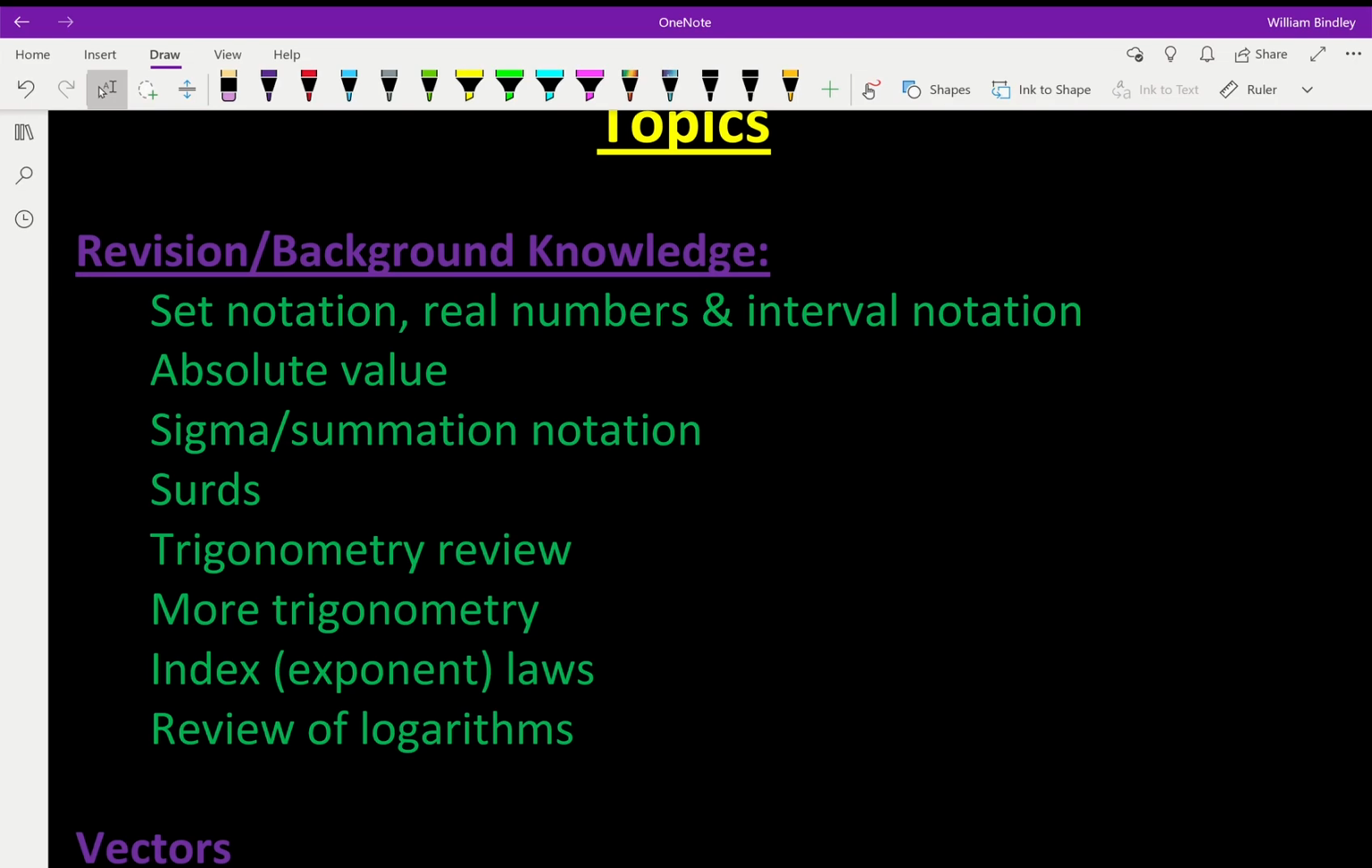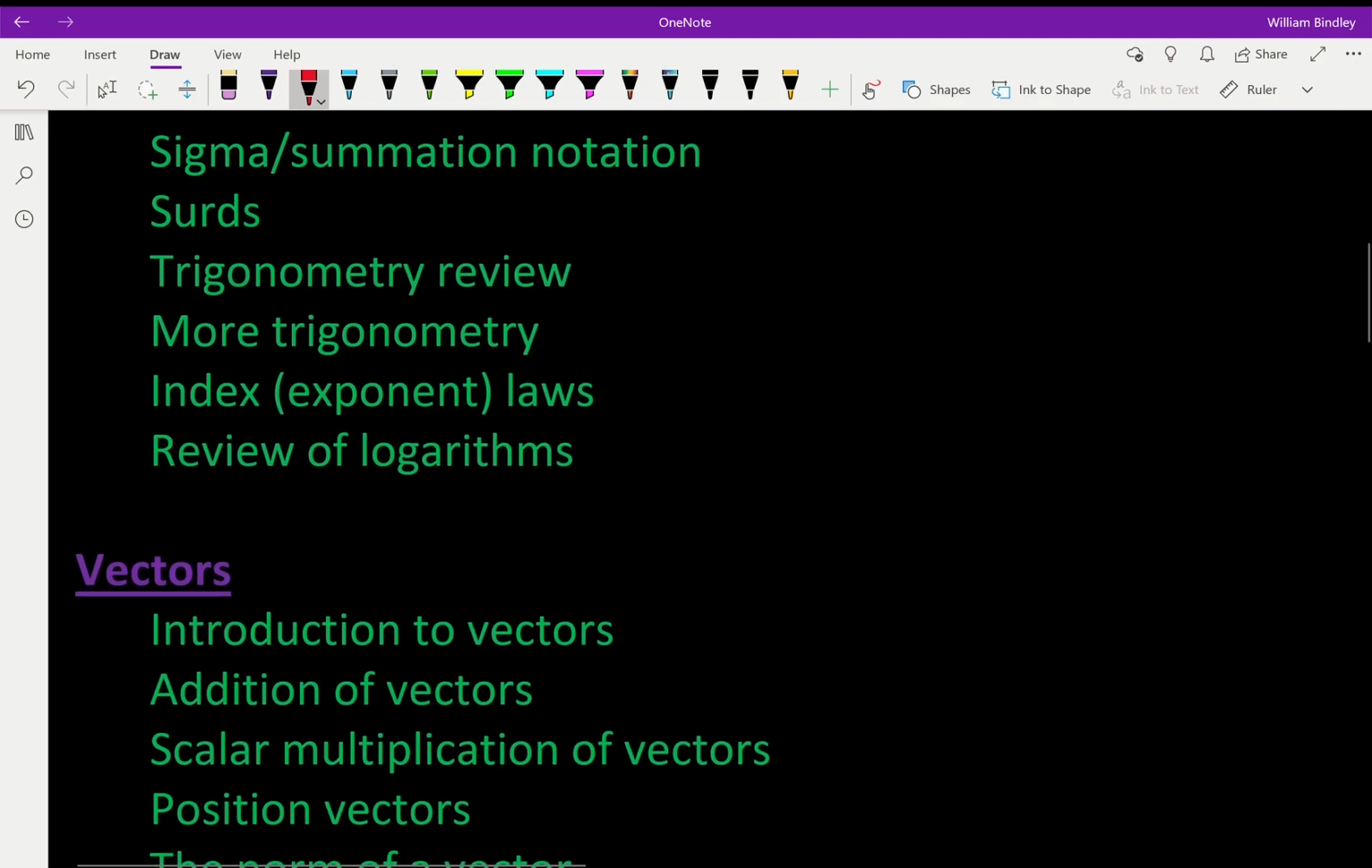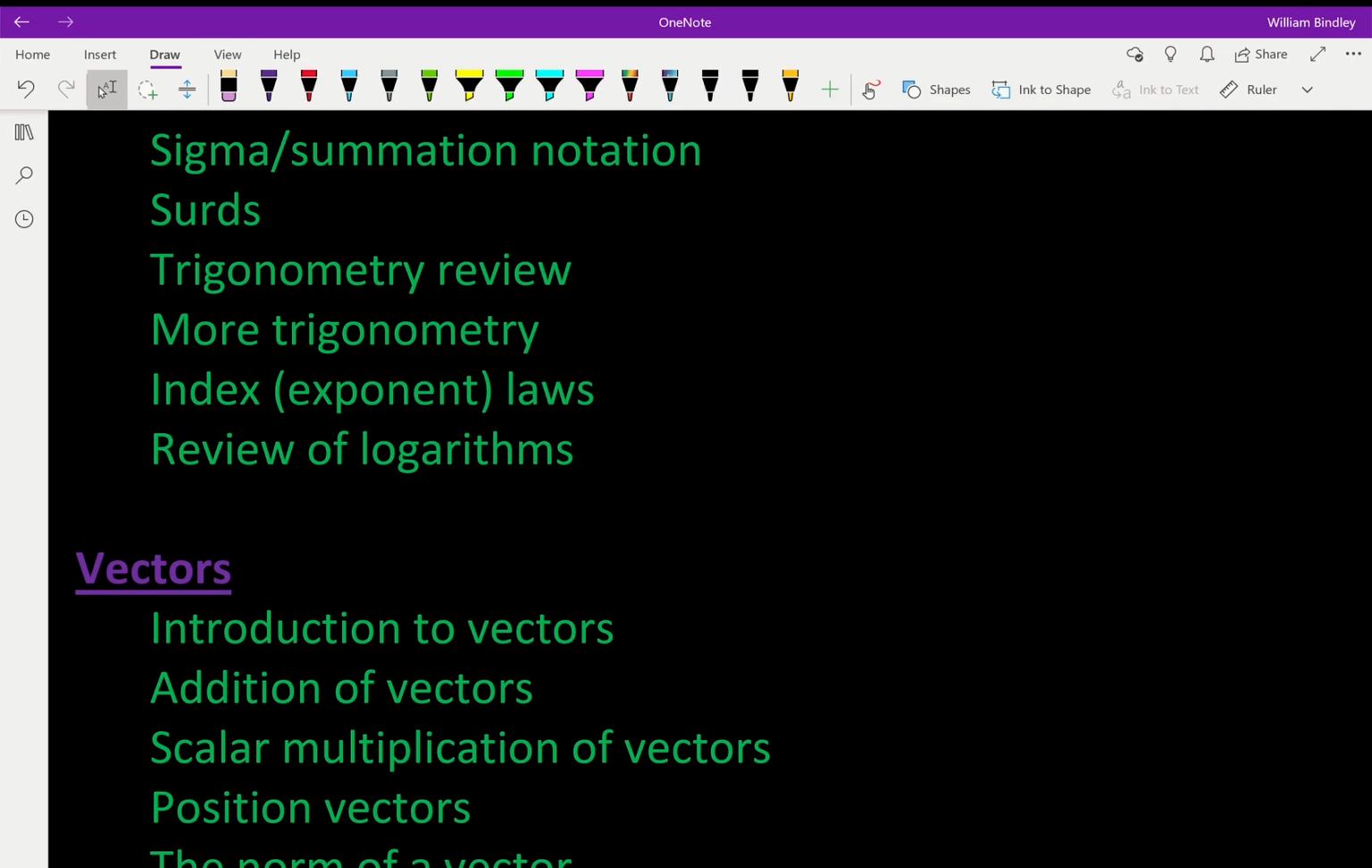So I will talk about the graphical or the geometric and the algebraic interpretation of absolute value, because I think it's often confusing when people see it for the first time. And then I'll talk about sigma and summation notation, surds. We'll do a review of trigonometry, and then we'll do some more trigonometry. The index and exponent laws.